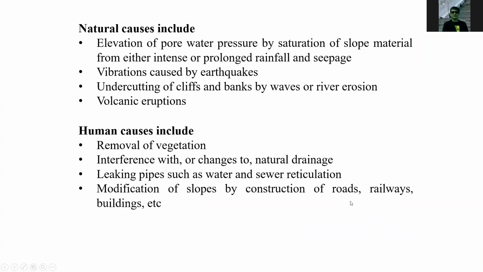It may also be caused by humans, through removal of vegetation. If you cut the trees above the mountain, it will cause erosion or landslide. Interference with the natural drainage: if you remove natural rivers or natural water passageways, it may cause landslide. Also leaking pipes such as water and sewer recirculation, and modification of slopes by construction of roads, railways, and buildings. So if you alter the slopes and you do not alter them properly, it may cause landslide later on.